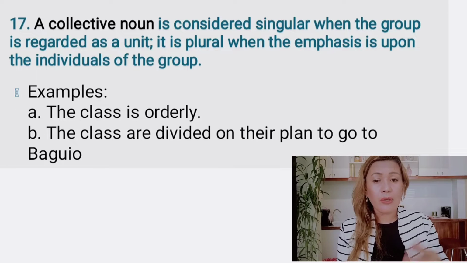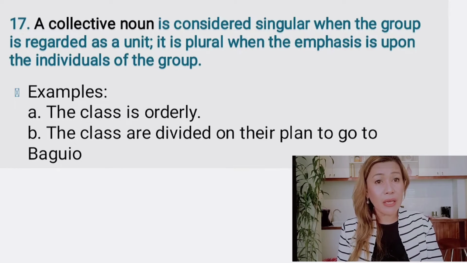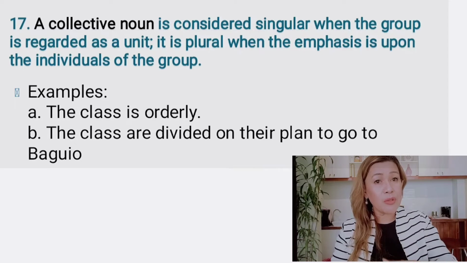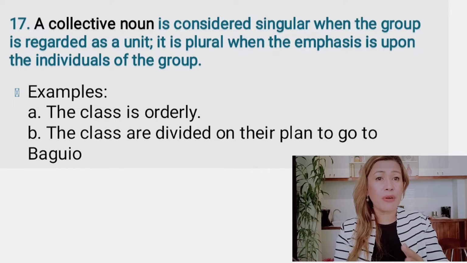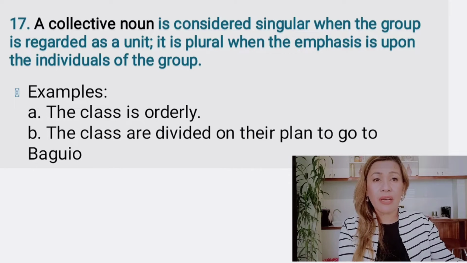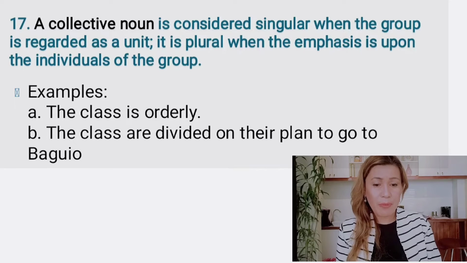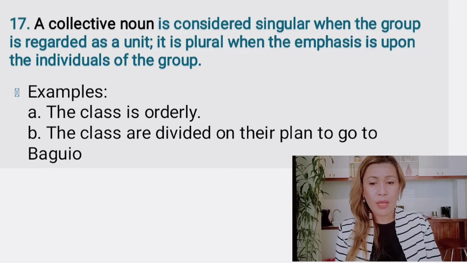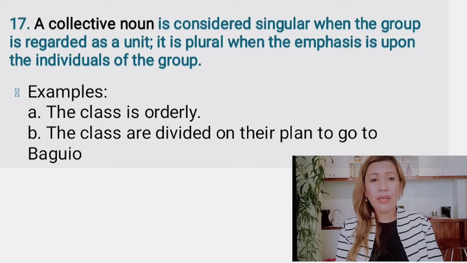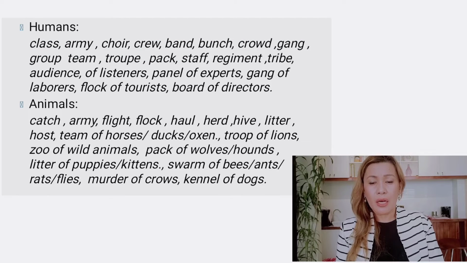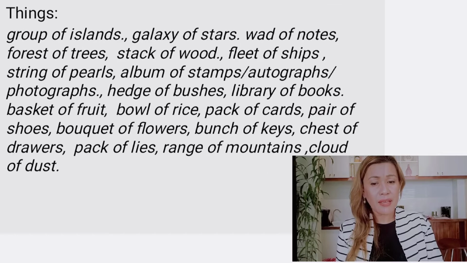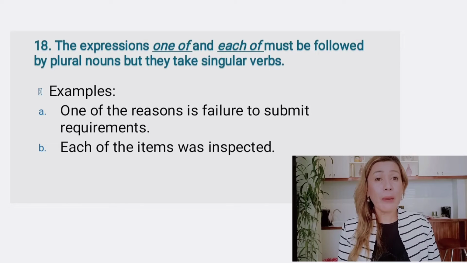So again, collective nouns can be used singularly and plurally. Okay, so you have to remember if the reference is to the unit, singular. If the reference is to the members of the collective noun, then a plural verb is required. Moving on. You have a list actually of collective nouns for humans, for animals, for things. So you can take a look at them. Rule number 18.